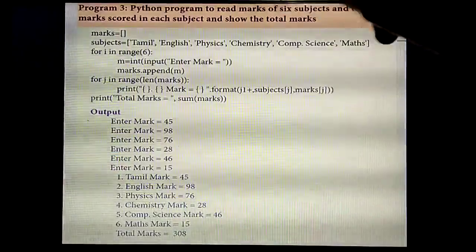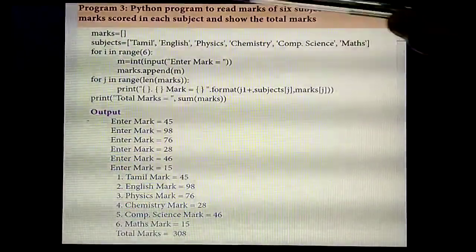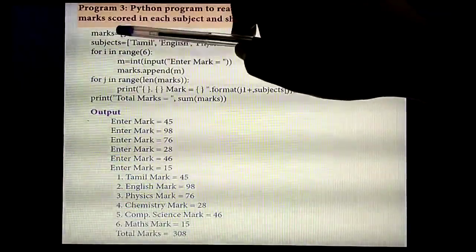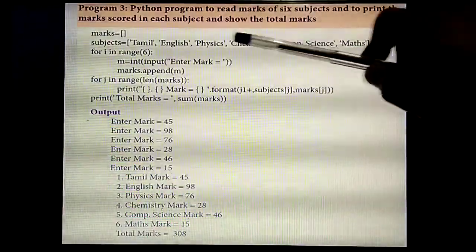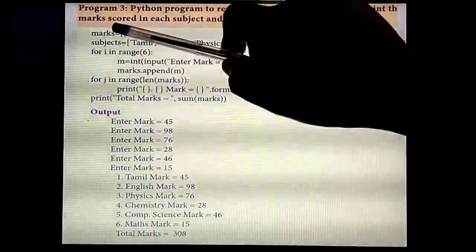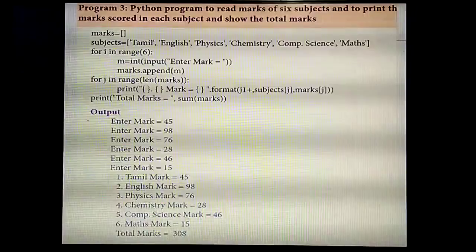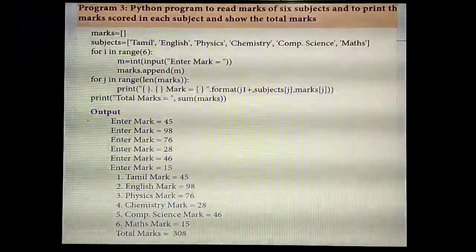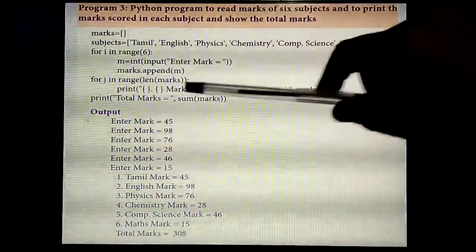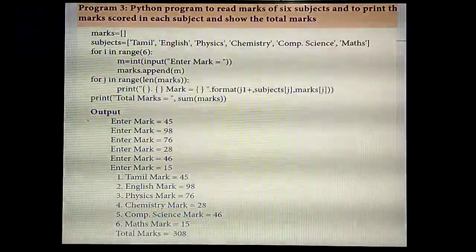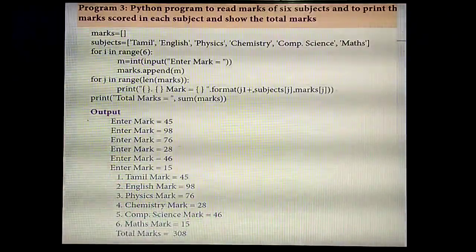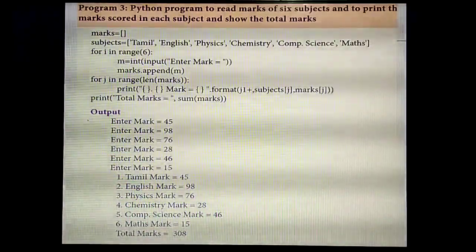First it should enter the subject Tamil. Next it will enter the mark stored in this list. So, what's the first subject? Tamil mark. The first list here stores the marks. So all the things it will display. At last, what are you going to find? Total marks. So all the sum it will display as the result. Understand the program? This program is very, very important.